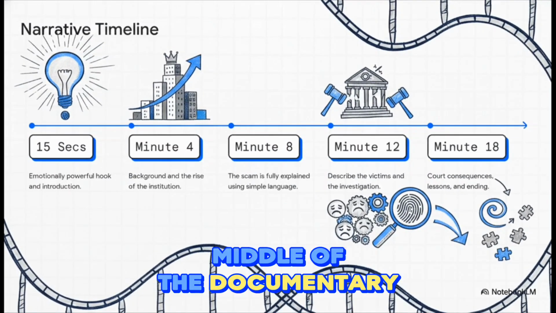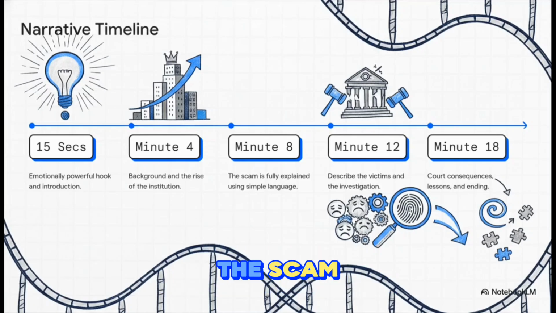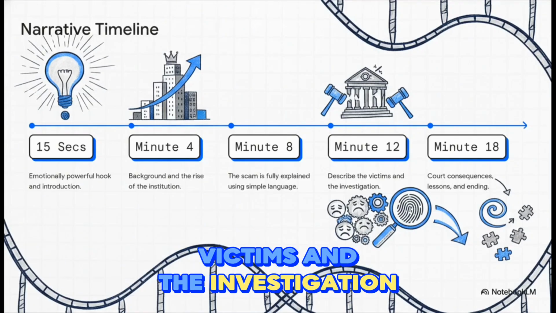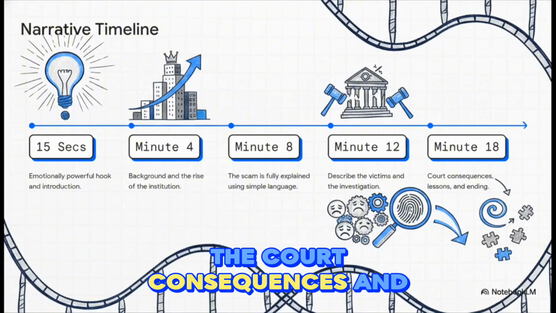Then, right around the middle of the documentary, minute 8, is when the blueprint dictates you must actually explain the scam. By minute 12, you're pivoting to the victims and the investigation. Finally, you spend the last stretch covering the downfall, the court consequences, and the ending.